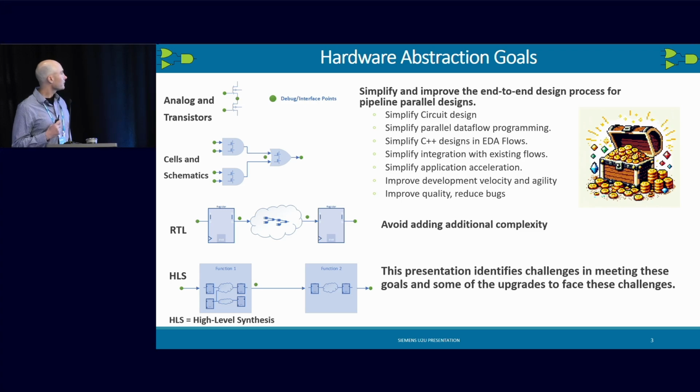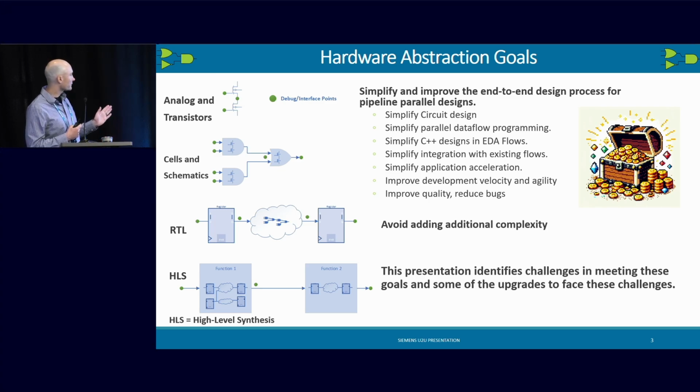So, the goals of hardware abstraction. Over the years, we've been able to meet the needs of Moore's Law by giving us the ability to build bigger and bigger circuits more effectively. We've gone from analog and transistors, cells and schematics, to the RTL level, and then now the HLS level. And between RTL and HLS, we're really talking about how we get to that next level of abstraction.